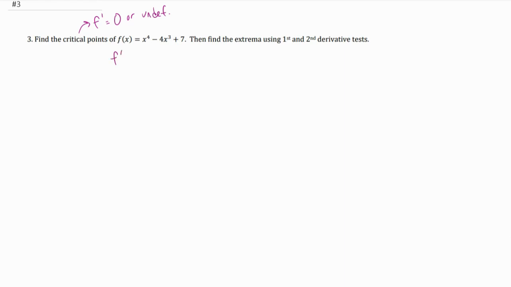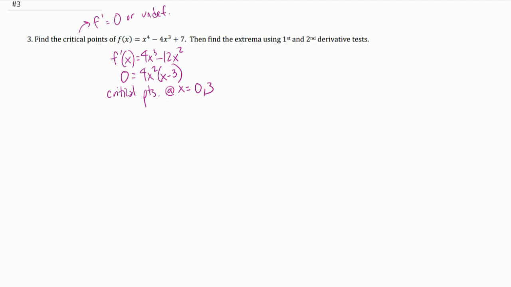So the first derivative using the power rule is 4x cubed minus 12x squared. Set it equal to 0 to find your critical points. I can factor out a 4x squared, and I'm left with x minus 3. So I have critical points at x equals 0 and 3.